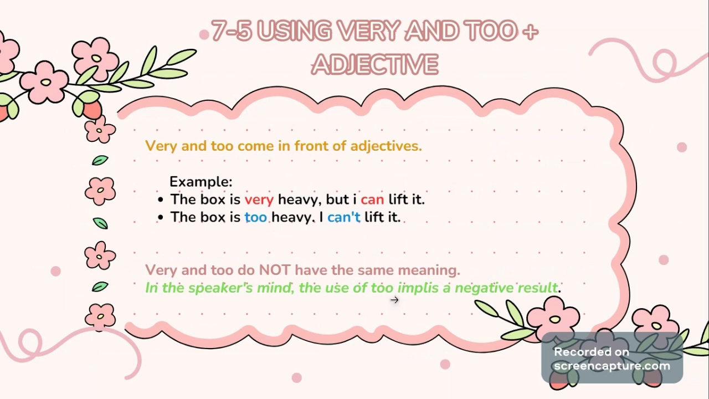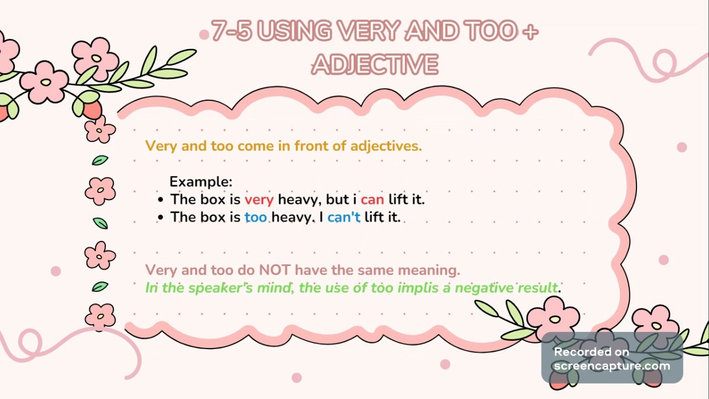Next, using very and too plus adjective. Very and too come in front of an adjective. So, as in the examples below, you can see very and too come in front of the adjective heavy. Heavy is an adjective. So let's see an example: the book is very heavy, but I can lift it. And the book is too heavy, I can't lift it. So there is a difference.